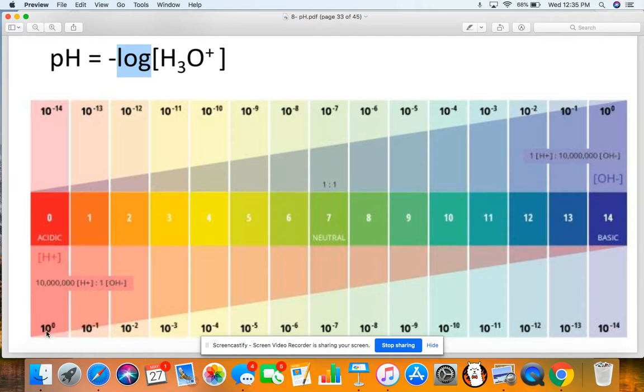So something that's said to be 10 to the 0 is just going to be 0 if you take a negative logarithm of it. Something that's 10 to the negative 1, if you take a negative logarithm, is just going to be 1. Something that's 10 to the negative 2 is just going to be 2. So this formula here essentially allows you to drop that 10 and to drop that negative.